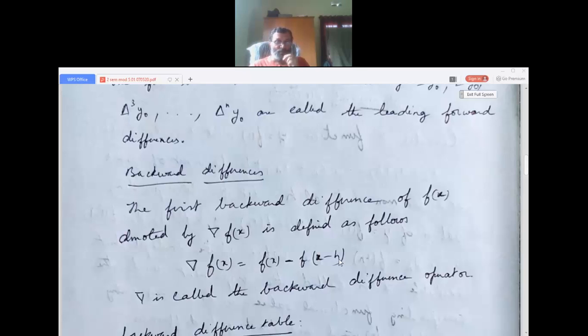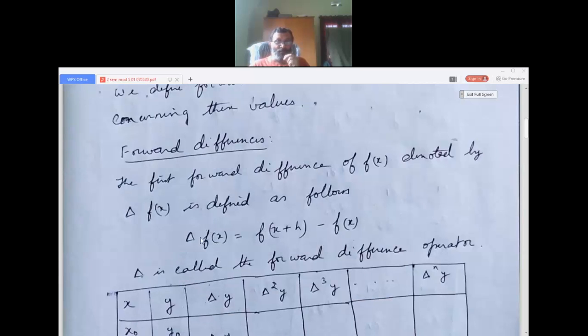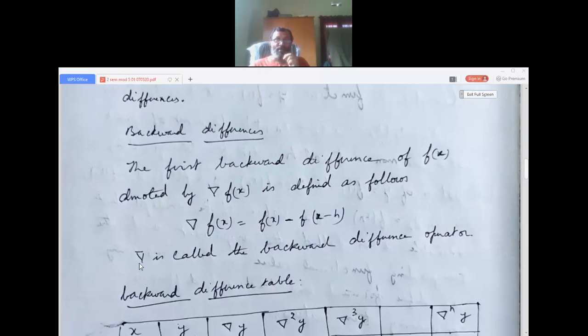Again it is a difference only. But see the difference: the forward difference, the triangle f of x, is f of x plus h minus f of x. But the backward difference, the reverse of the triangle, is f of x minus f of x minus h. This symbol is called the backward difference operator.